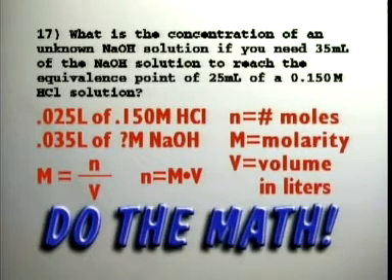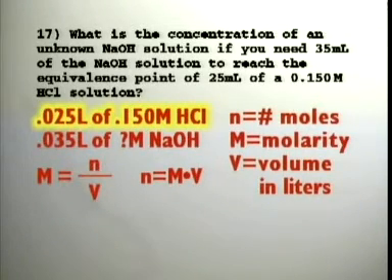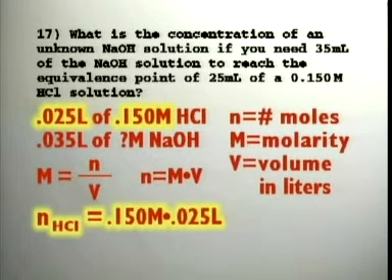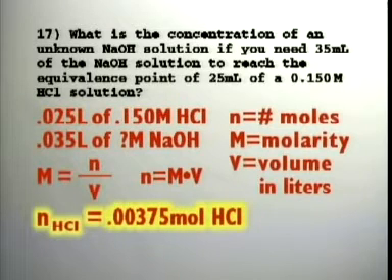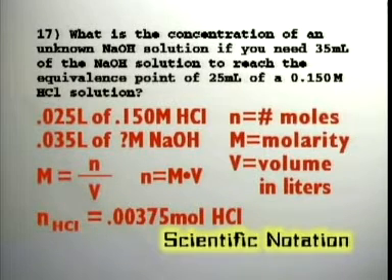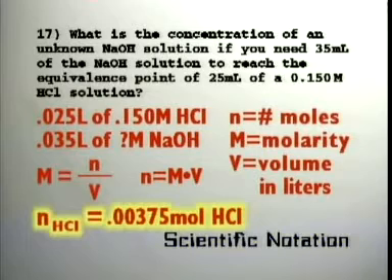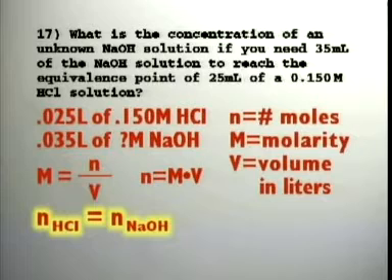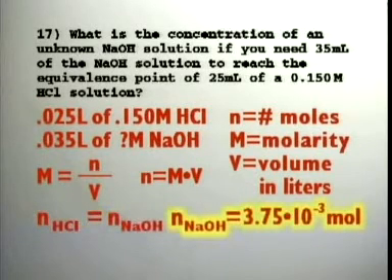Let's do the math. Our culinary chemists used 0.025 liters of 0.150 molar hydrochloric acid, or HCl. That's 0.150 molar solution times 0.025 liters. That equals 0.00375 moles of HCl. To make it easier to deal with, we'll write this figure using scientific notation. 0.00375 moles of HCl is the same as 3.75 times 10 to the negative 3 moles of HCl. Again, since they are equal in the balanced equation, the number of moles of NaOH will equal the number of moles of HCl. So we need 3.75 times 10 to the negative 3 moles of NaOH.